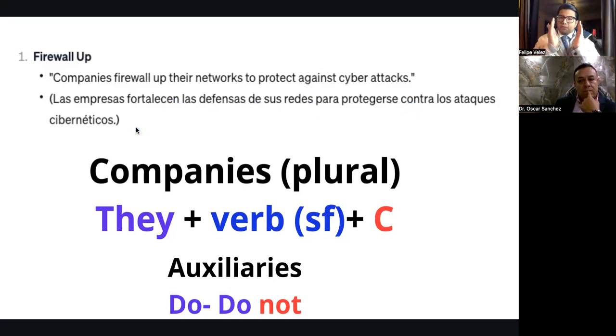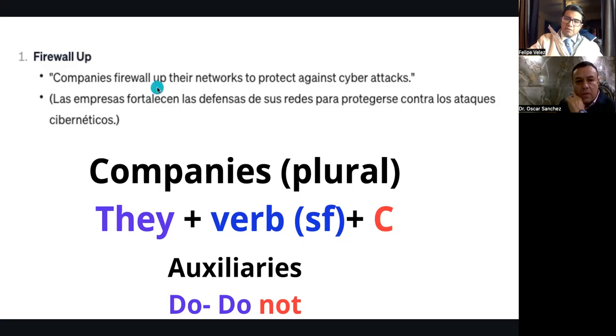So let's first identify three things in any sentence. First, the subject, the person, the pronoun, then the verb, and then the complement. Very simple. So the companies are they. Again, pronunciation, they. The verb in simple form is firewall up. See?